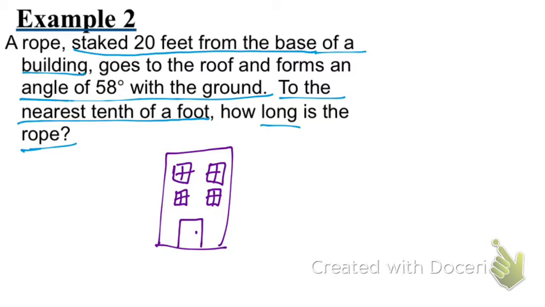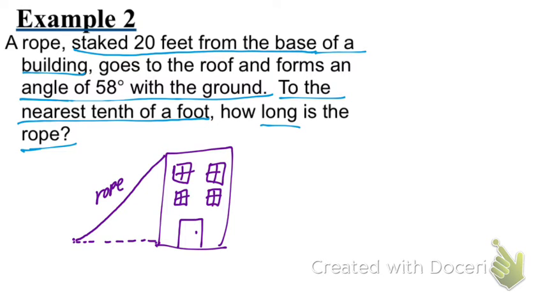Okay, here's our building. It's 3 stories. Duh. What else do we know about this picture we have? There's a rope. Where's the rope at? 20 feet from the base of the building, so like over here somewhere. And it goes to the roof. So this is the rope right here. That is a straight line. Okay, yes, it's a rope. It has floppiness. Come on, Landon.